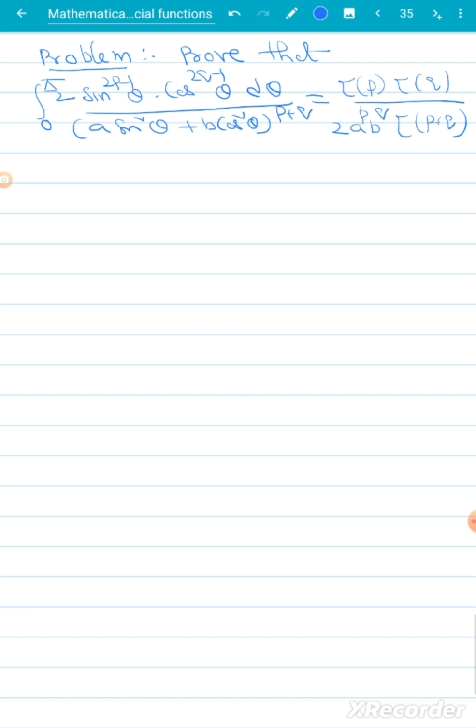Sine to the power of 2p minus 1 theta cos to the power of 2q minus 1 theta d theta by (a sine square theta plus b cos square theta) to the power of p plus q is equal to gamma of p into gamma of q by 2 into a to the power of p, b to the power of q. Like, put tan square theta equal to bx by a.